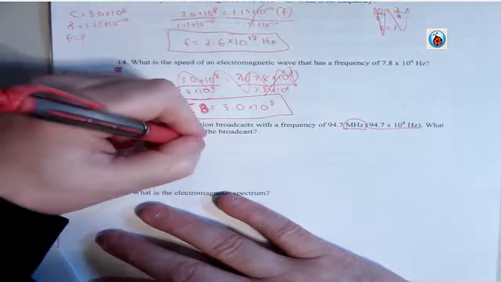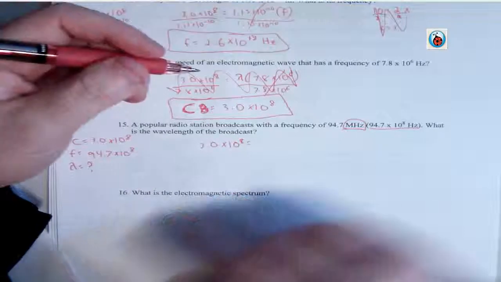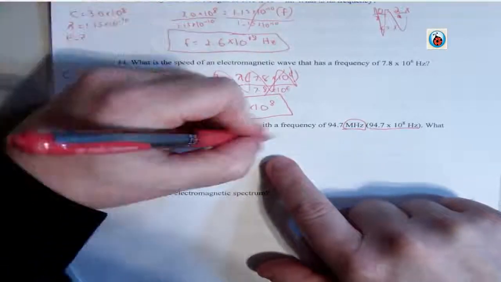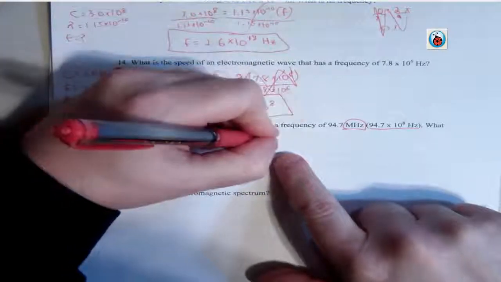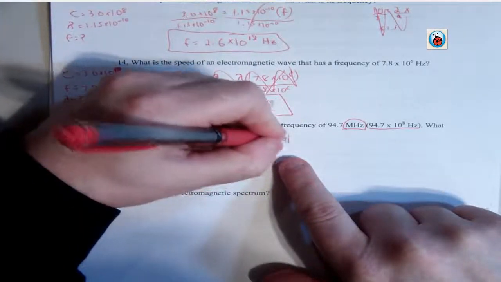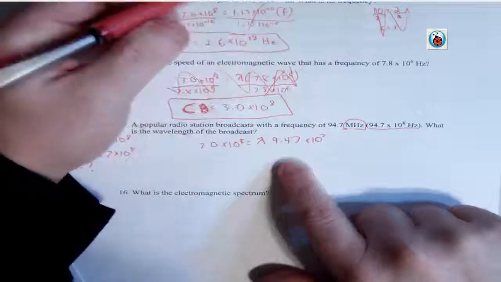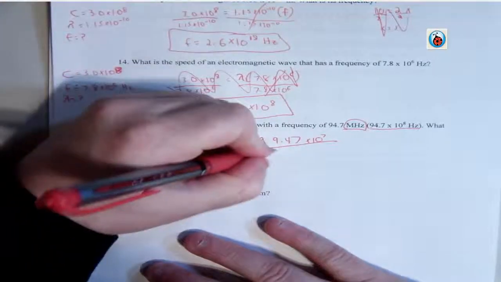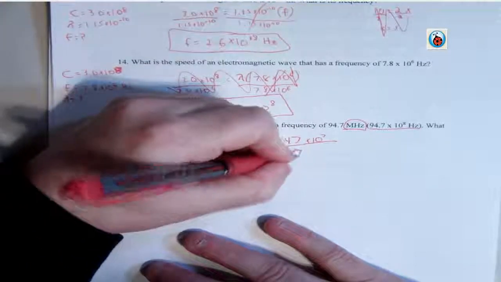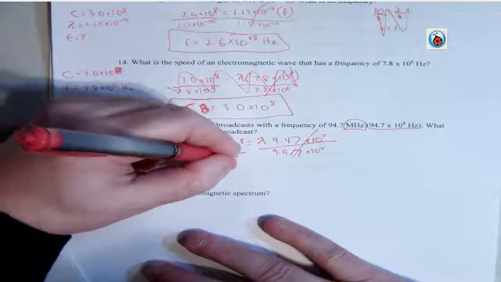So again, speed of light, 3.0 times 10 to the 8th equals, we don't have our wavelength, but we have our frequency. I'm going to change it. I'm going to say 9.47 times 10 to the 7. Hopefully that's good. Again, divide it out. 9.47 times 10 to the 7, gone. 9.47 times 10 to the 7.